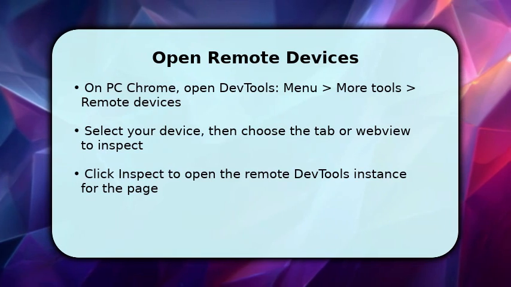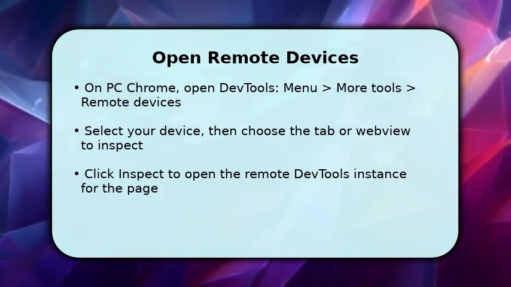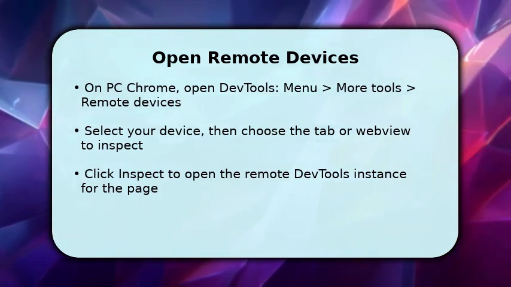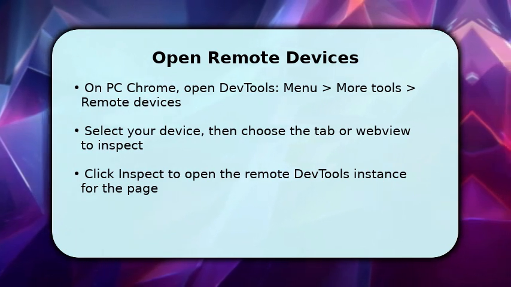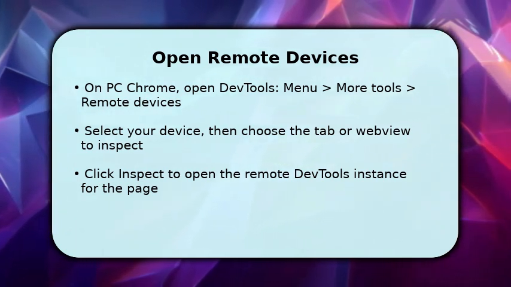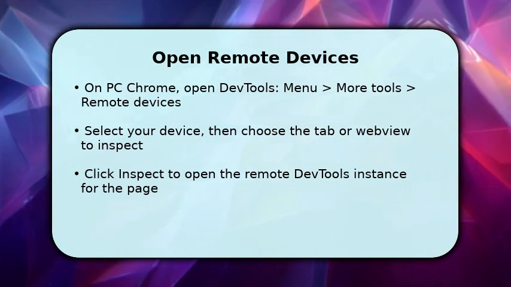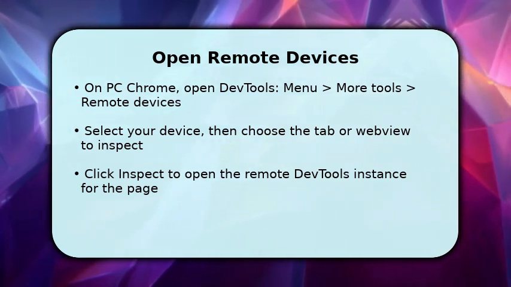Now you open Chrome's Remote Devices pane on your computer to find the phone. Once you choose Menu, More Tools, Remote Devices, Chrome lists attached devices. Select yours and expand the available tabs or web views. You do this because each entry maps to a page or web view on the phone.